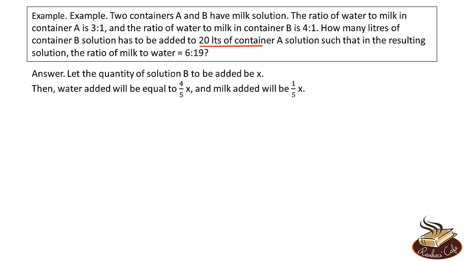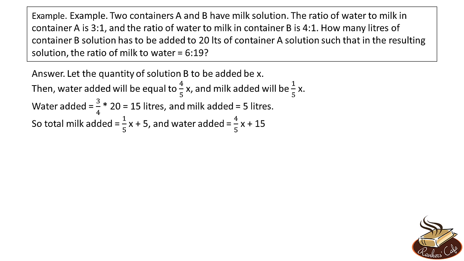Now 20 liters of solution A is added. This means that water added is equal to 3/4 into 20, which is 15 liters, and milk added is equal to 20 minus 15, which is 5 liters. So total milk added is equal to 1/5 x plus 5, and total water added is equal to 4/5 x plus 15. So the ratio of milk to water is (1/5 x plus 5) upon (4/5 x plus 15), which is equal to (x plus 25) upon (4x plus 75).